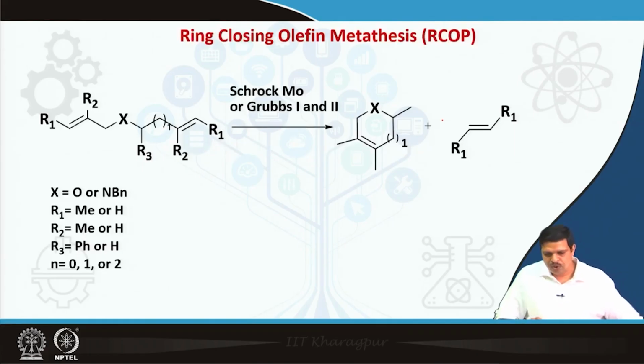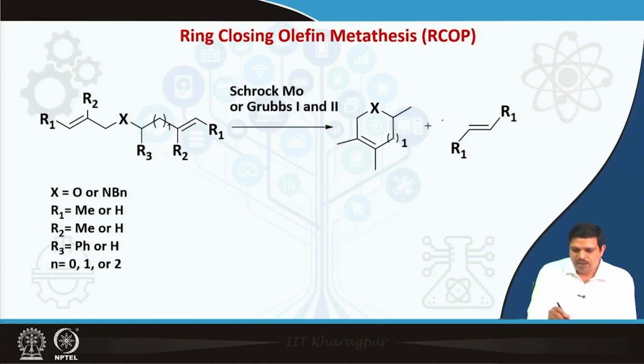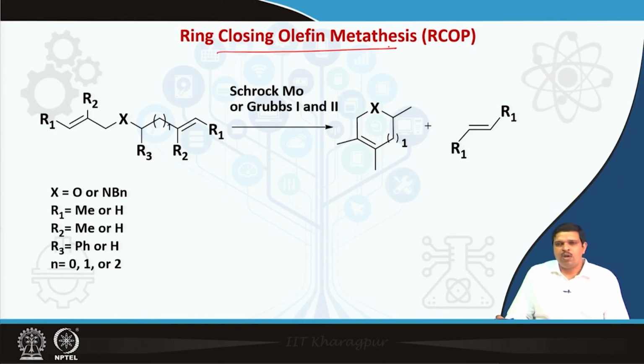So first we will see ring closing olefin metathesis. In the beginning of our metal-carbene complexes, I mentioned that different types of alkene metathesis reactions are possible, like ring closing metathesis, ring opening metathesis, cross metathesis, and very related to ring opening is ring opening metathesis polymerization, ROMP. So this is the ring closing olefin metathesis reaction.